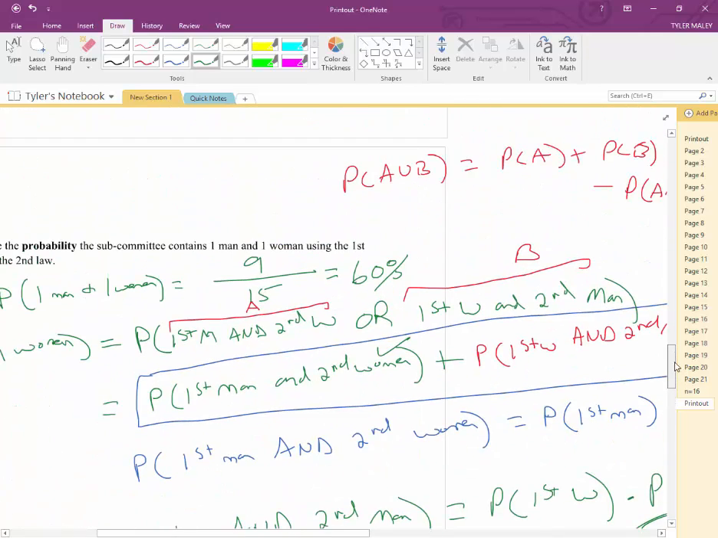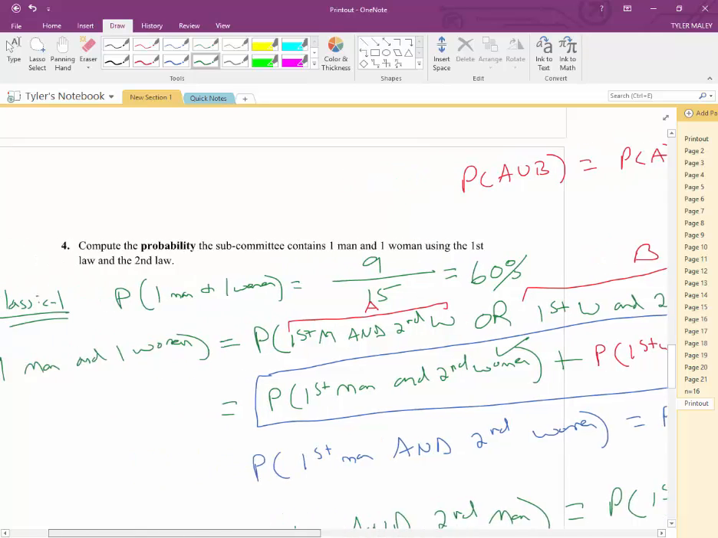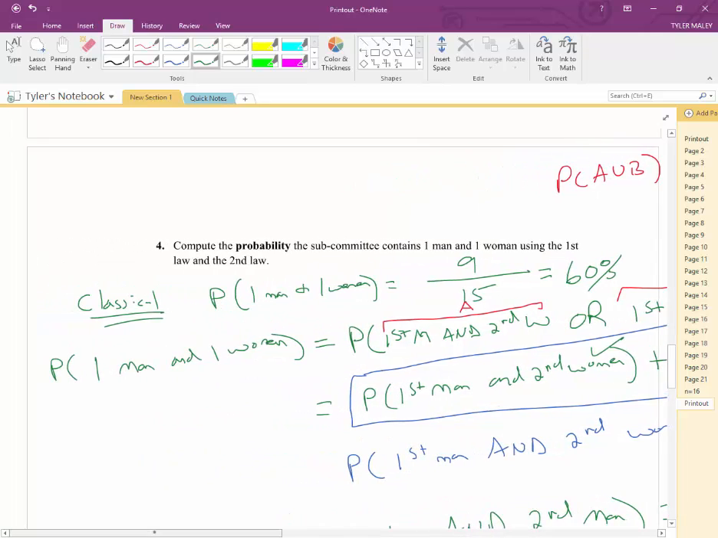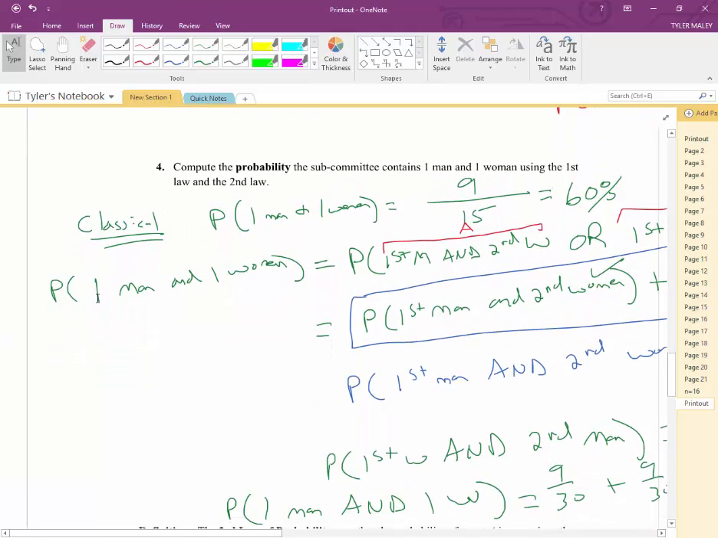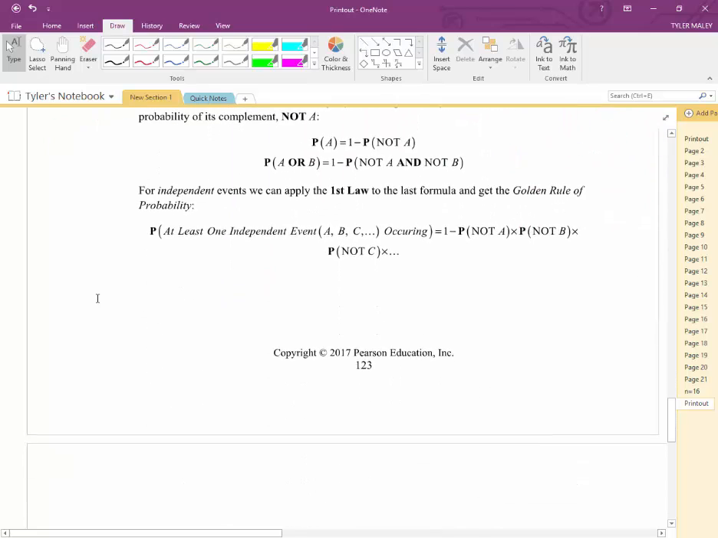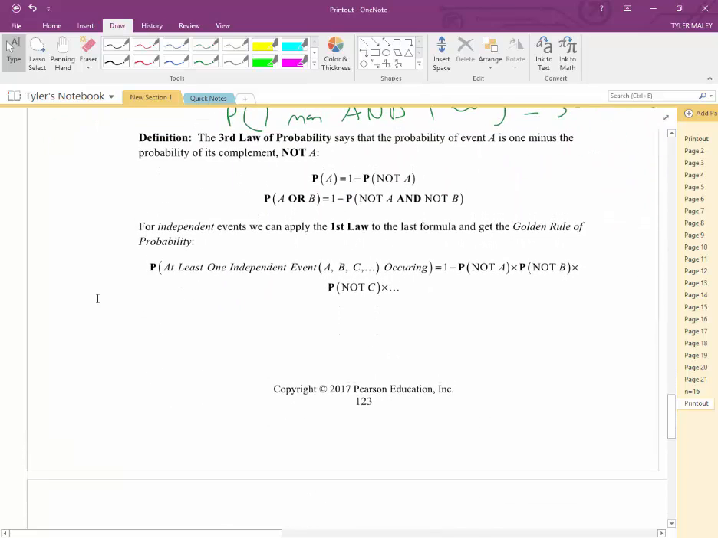And you might wonder, well, Tyler, the classical rule is much easier than trying to apply these laws of probabilities, right? So it's not always possible to list everything in your sample space, right? Your sample space may be too large to list everything, right? So that's why we need these laws, right? So we have one last law to look at.